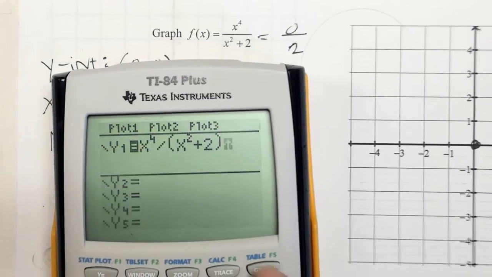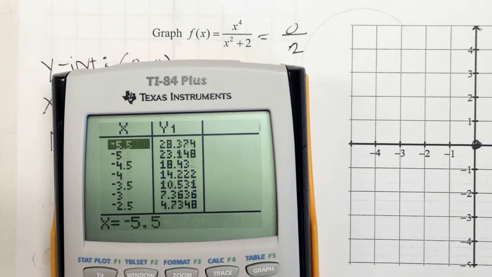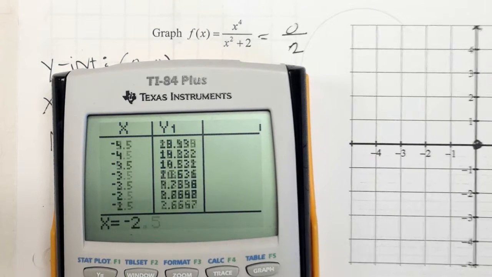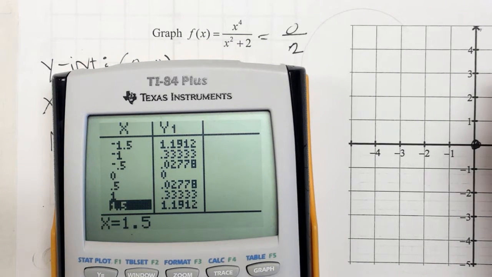And then go to second table. Jalen, go and put this one in. Try it. And then make sure your table values kind of look like mine to make sure you typed it in correctly. Alright, Brandon, at 1, what's my y value? 0.33. That's going to be like right about here. Abigail, at 2, what's my y value?